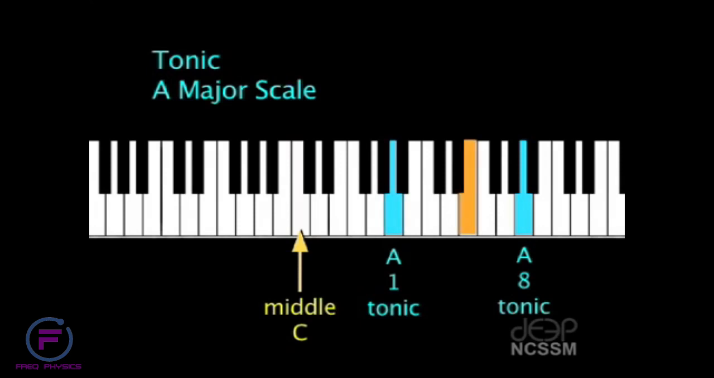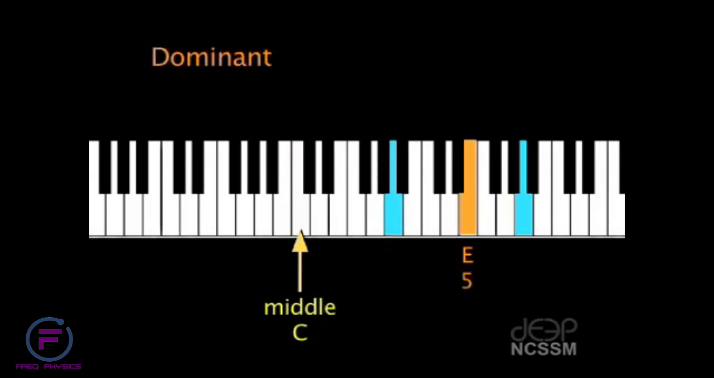The next note of importance is the fifth note of the scale. It is known as the dominant of the scale and is generally considered to be the second most important note in the major scale. Next, we have the third note of the major scale. This note is known as the mediant, and it is the tone that makes a scale major.